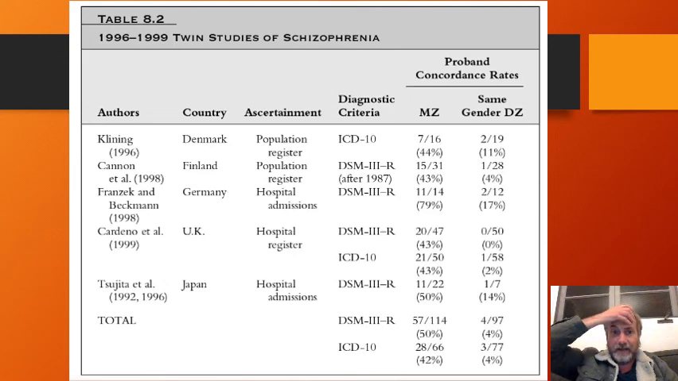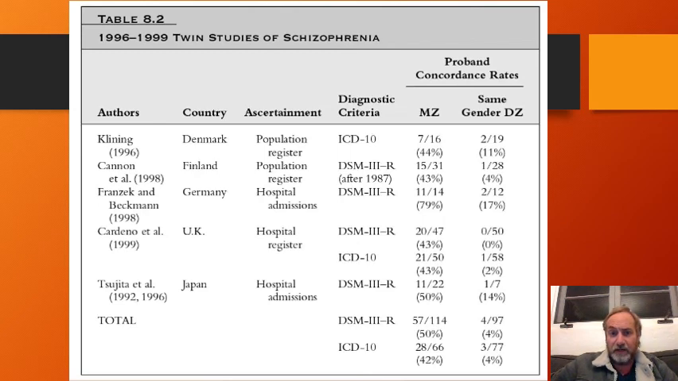Here's some of the actual data. We can see the 1, 2, 3, 4, 5 different studies: one in Denmark, one in Finland, Germany, UK, Japan. And how they found the people, through hospital admissions or through the population, like birth records, the diagnostic criteria that were used in each case, and then the data that they found.